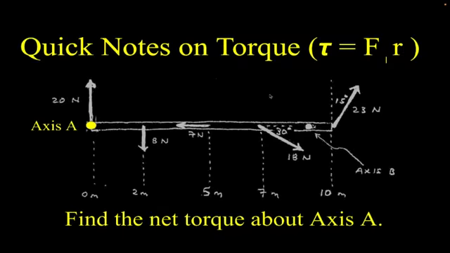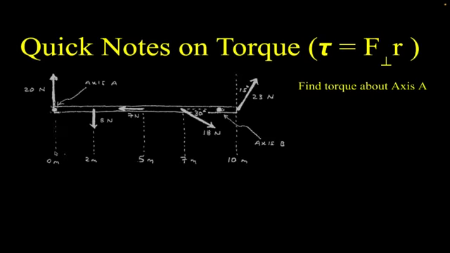We're going to learn a few simple things about calculating torque. So we've got this great big board that's 10 meters long, and we are going to find the net torque about axis A. That means if we had put a hinge right here on the left side of this door, and all of these five forces are acting on the door, we'll find out what the net torque is around axis A.